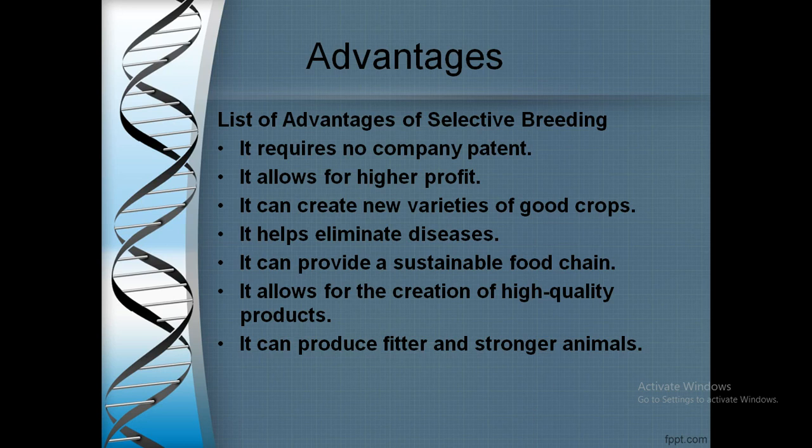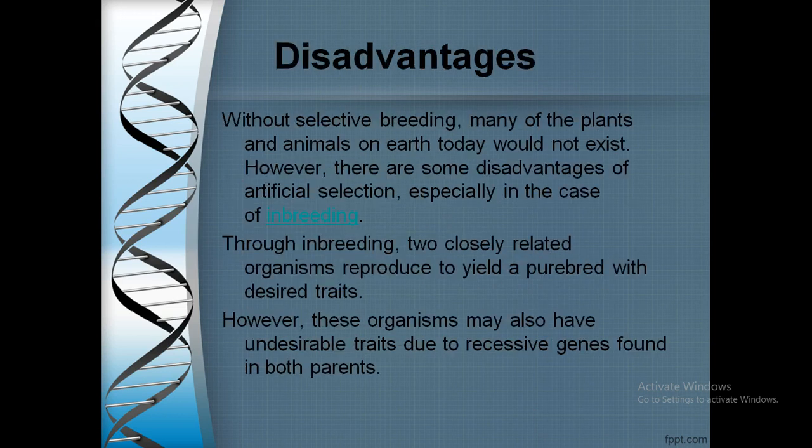Advantages. List of advantages of selective breeding. It requires no company patent, as there is no higher knowledge required for this process. Everybody can do this. It allows for higher profit. It can create new varieties of good crops. It helps eliminate diseases. It can provide a sustainable food chain. It allows for the creation of high quality products, and it can produce fitter and stronger animals.